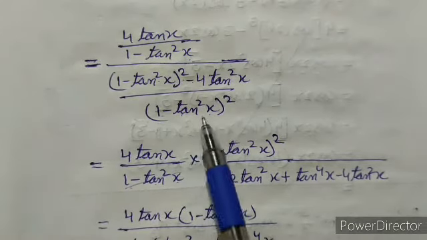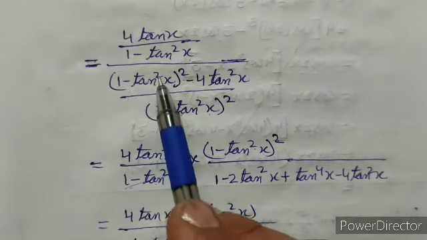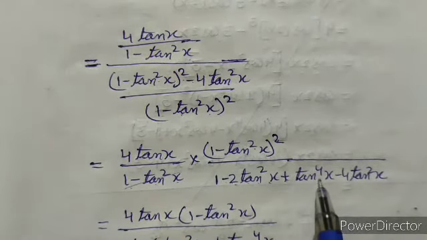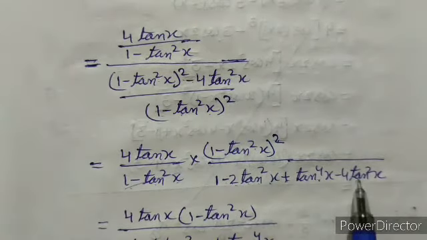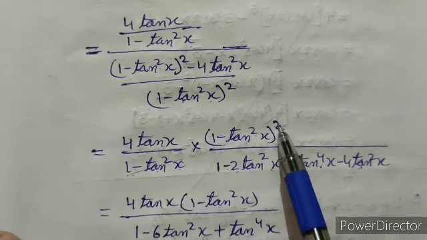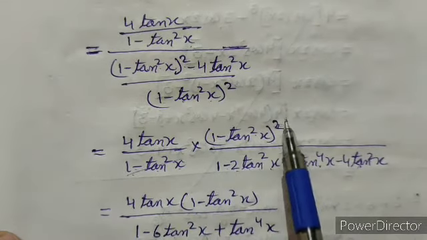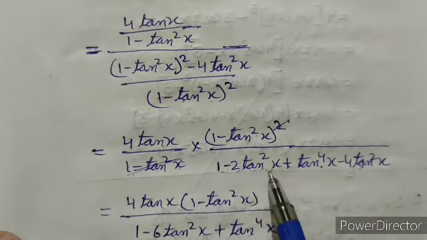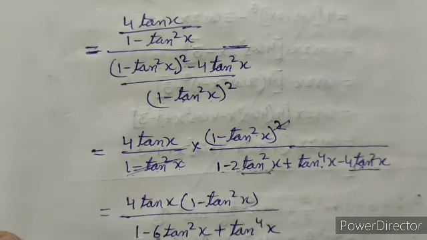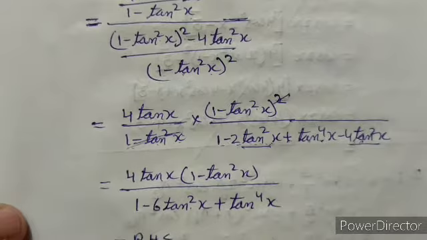into (1 minus tan square x) whole square upon (1 minus tan square x) whole square, which will be equal to 1 minus 2 tan square x plus tan to the power 4 x minus 4 tan square x. And here 1 minus tan square x will cancel out with 1 minus tan square x to give us 4 tan x into (1 minus tan square x) upon 1 minus 2 tan square x. Now 2 tan square x minus 4 tan square x will be equal to minus 6 tan square x plus tan to the power 4 x, which was our right hand side.